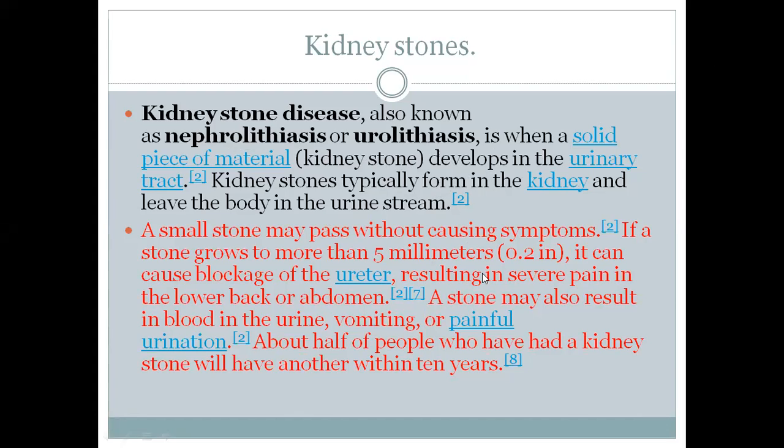A small stone can pass without causing any symptoms, but if a stone grows to more than 5 millimeters or 0.2 inches, it can cause blockage of the ureter, resulting in severe pain in the lower back or abdomen. A stone can also result in blood in the urine because it wounds the glomerulus, the delicate parts of the kidney, and can cause pain and some kind of damage inside the kidney. About half of the people who have a kidney stone can develop another one within 10 years.